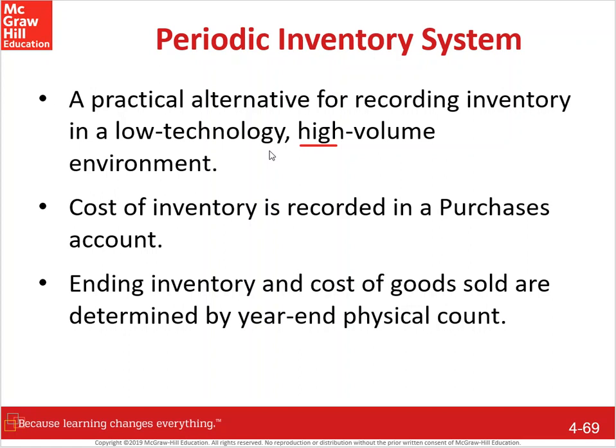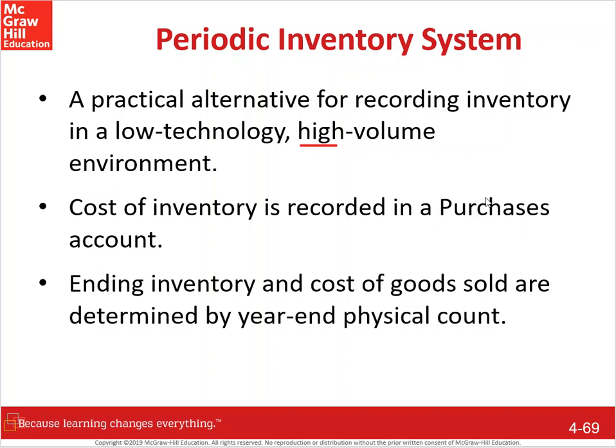So in the periodic system, the cost of all of our inventory just gets recorded in purchases. So when we buy inventory, we're going to debit a new account called purchases, which you don't need to worry about. We don't even have that in the perpetual system. So everything would essentially go into this purchases bucket. And at the end of the period, we're going to count up our ending inventory. Whatever is actually physically there gets moved from purchases into inventory on the balance sheet. But if it's not there, then it's gone and it goes to cost of goods sold.